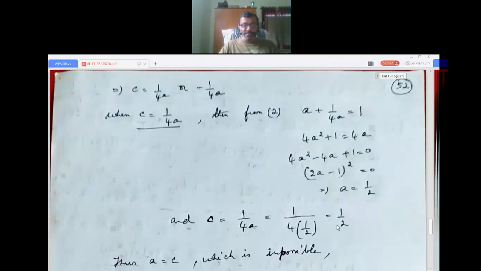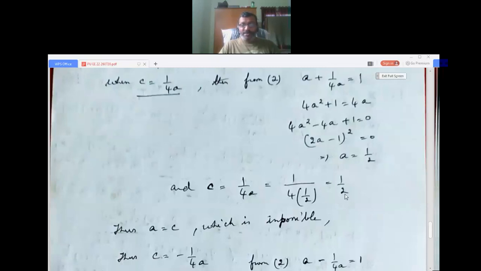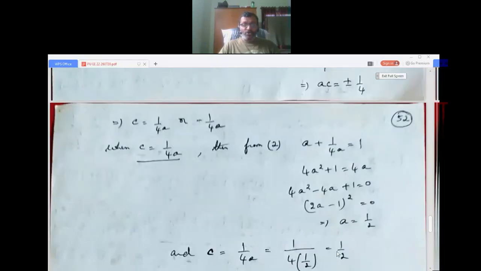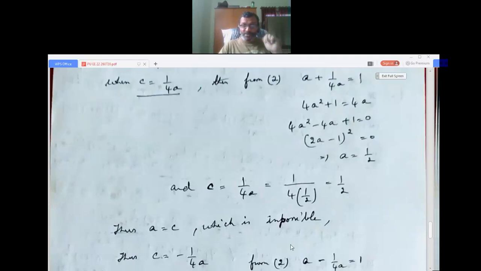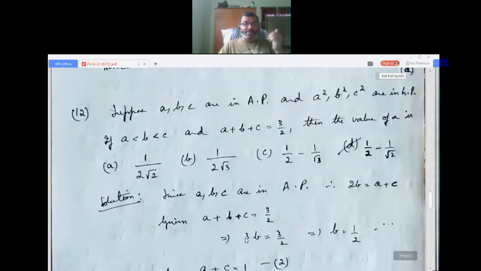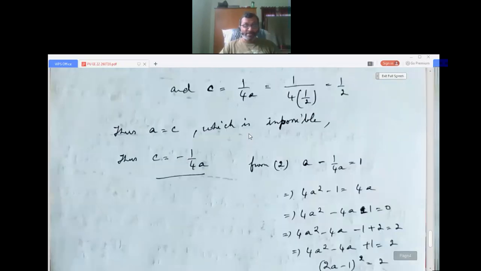If C is half, then what happens? A is half, C is half. A is equal to C, which is impossible. Why is it impossible? Because if I put A as half, then I get C also as half, so A equals C. This is impossible because, see here, A is less than B less than C. A is strictly less than C. A cannot be equal to C. So this is impossible.